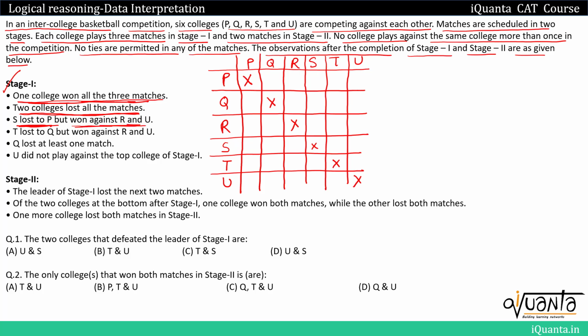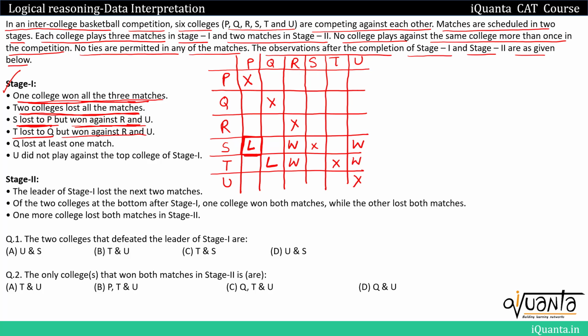So S is losing to P. Where will we put the data? S to P, that means this particular space over here, and since it is losing, we'll write L over here. But S is winning against R and U. So against R we'll write a win over here, and against U a win over here. Then the next point is T lost to Q. So T lost to Q, that means we'll put a loss over here, but T won against R and U. So again against R and U they are winning.